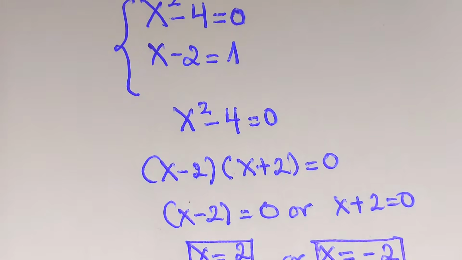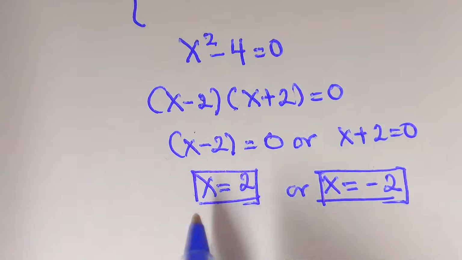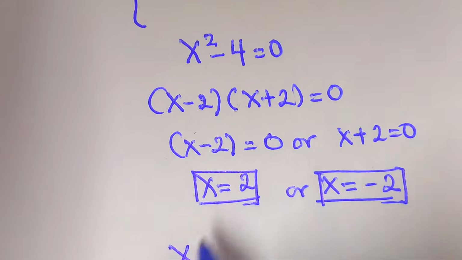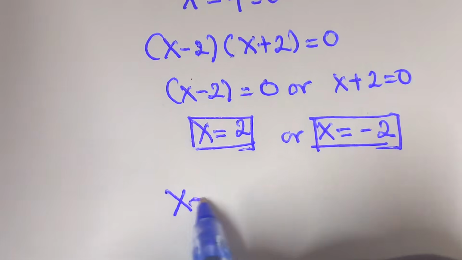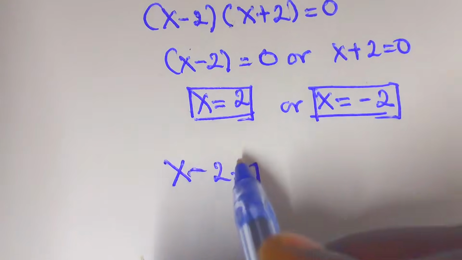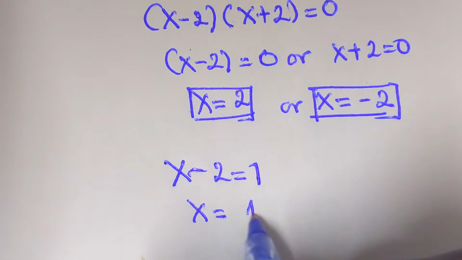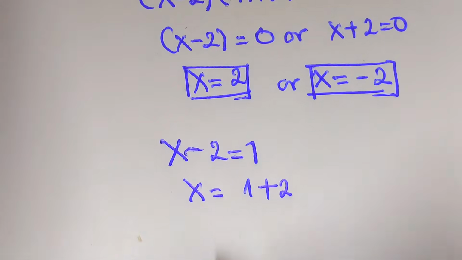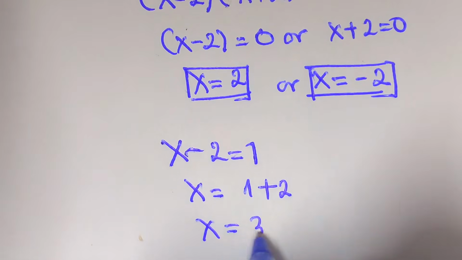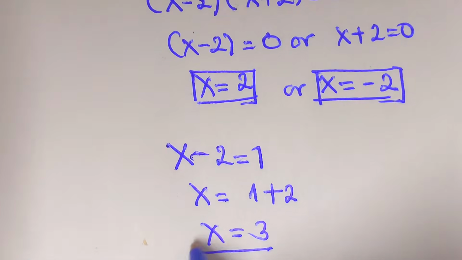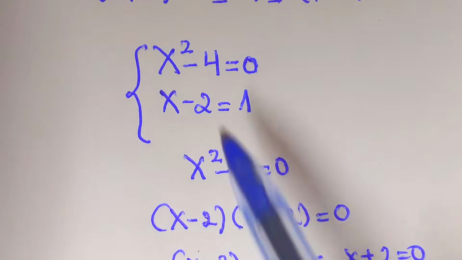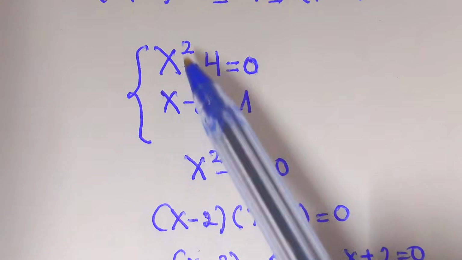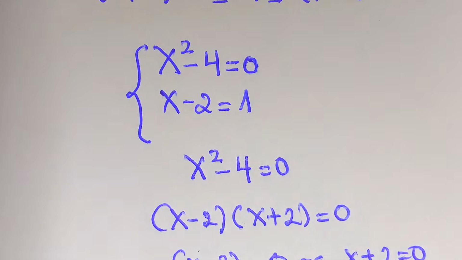Now we come to the second equation, where we have x minus 2 equals 1. I shall get x equals 1 plus 2, so x equals 3. That means we have 3 solutions. But according to the equation we were given, we should get only 2, because the highest power is 2.